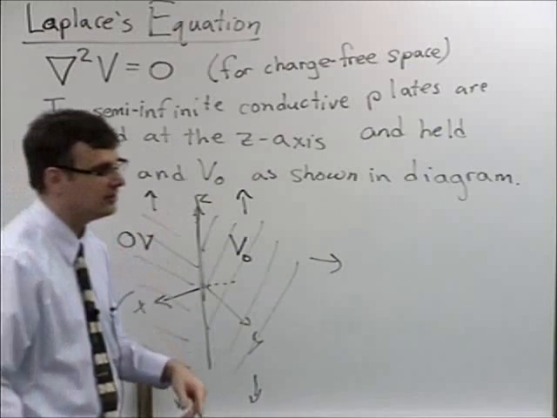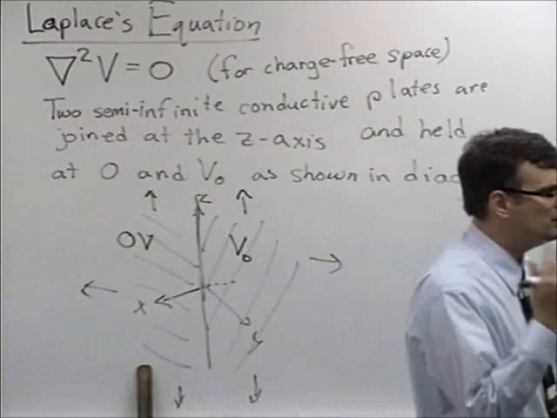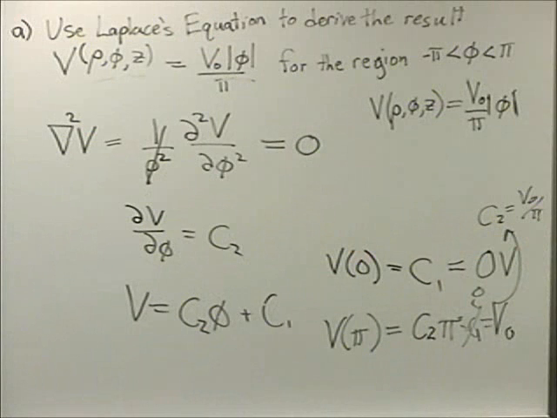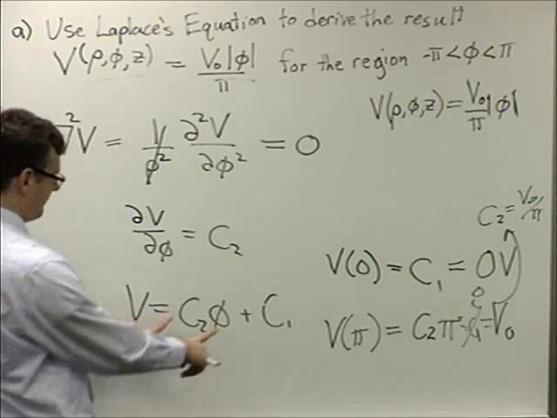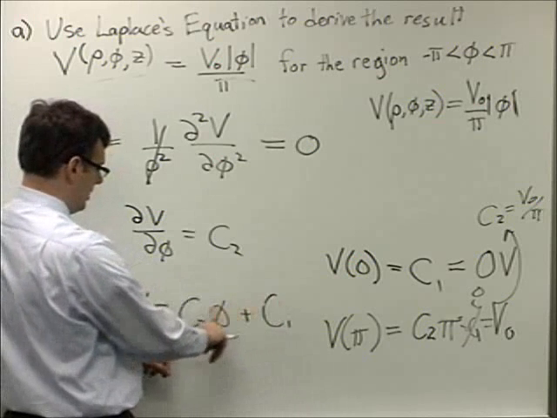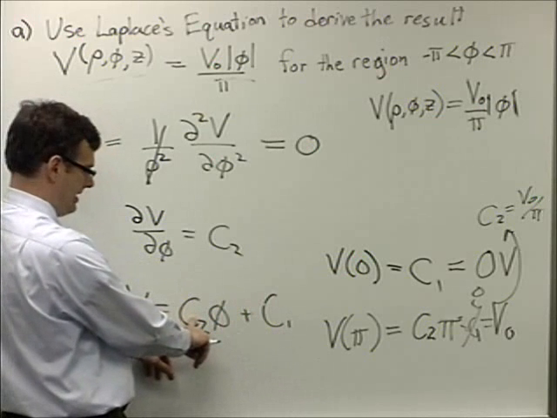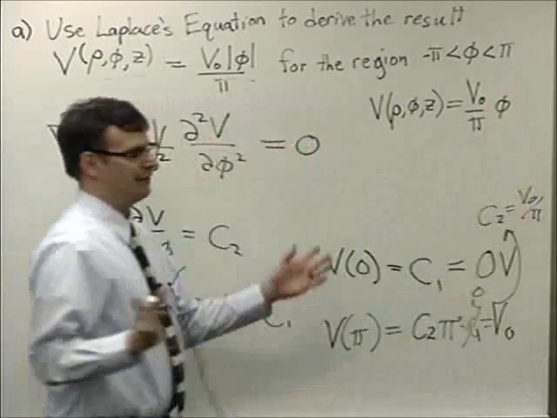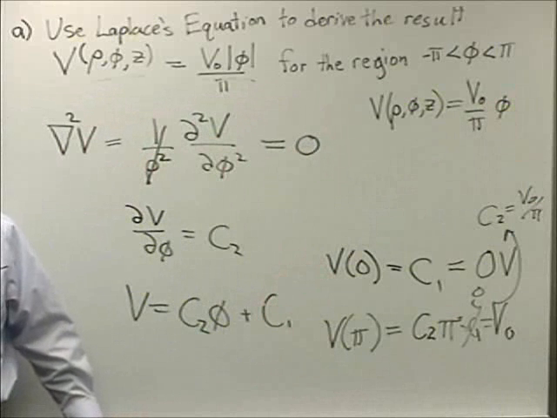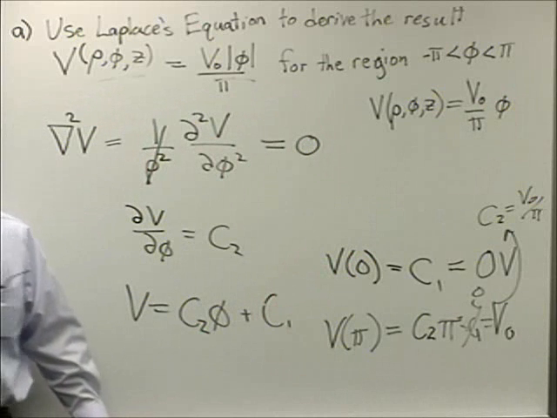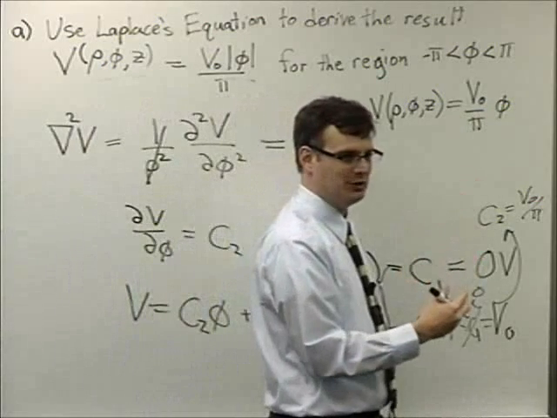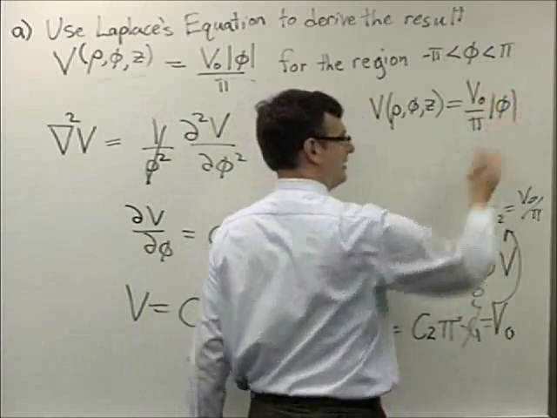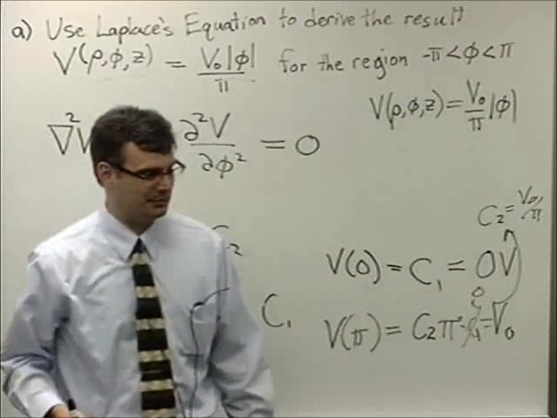Yes? Could you speak up? Why did I multiply phi for the final answer up there? Well, I solved for C1, that was 0. I solved for C2, that was V naught over pi. So when I plug those back in, that gives me my final answer. And that's valid for this front half of the plane. We know by symmetry that if we go on the other side of the plane where phi is negative, I should get the same answer. So we don't have to redo all that work. That's a perfectly acceptable answer at that point.